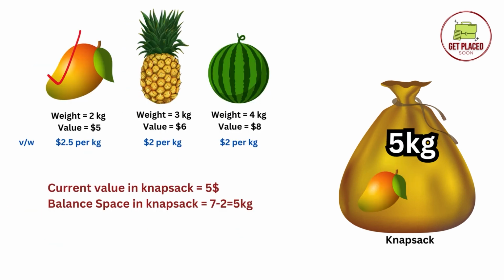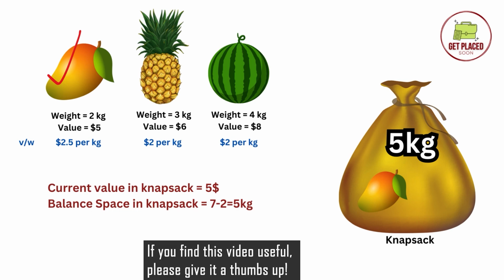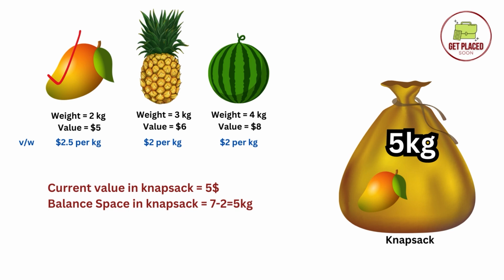So we already know it's a 7 kg knapsack and the mango weighs 2 kg. We can fit 2 kg in 7 kg, right? So we place the mango in the knapsack. Now how much is the remaining capacity of the knapsack? 7 minus 2, that is 5 kg. We have added the whole mango, so the value is $5 till now.